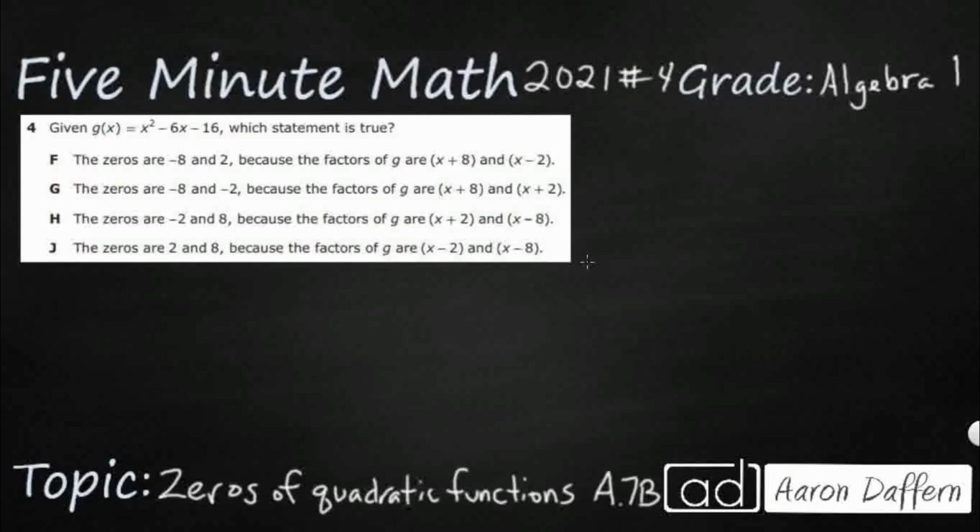Today we are looking at the Algebra 1 concept of zeros of quadratic functions. This is standard A.7B in the great state of Texas, and we are using item number 4 of the 2021 released STAAR test. If you haven't done so already, please go ahead and take a moment to pause the video, work this problem out on your own, unpause it, and we will look at our answers together.